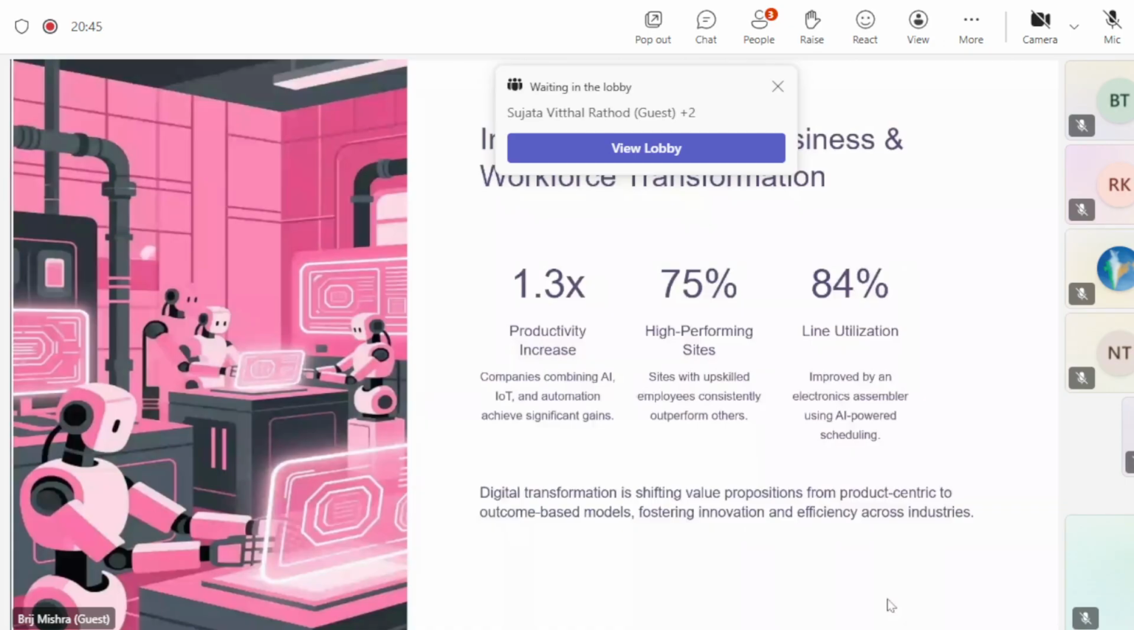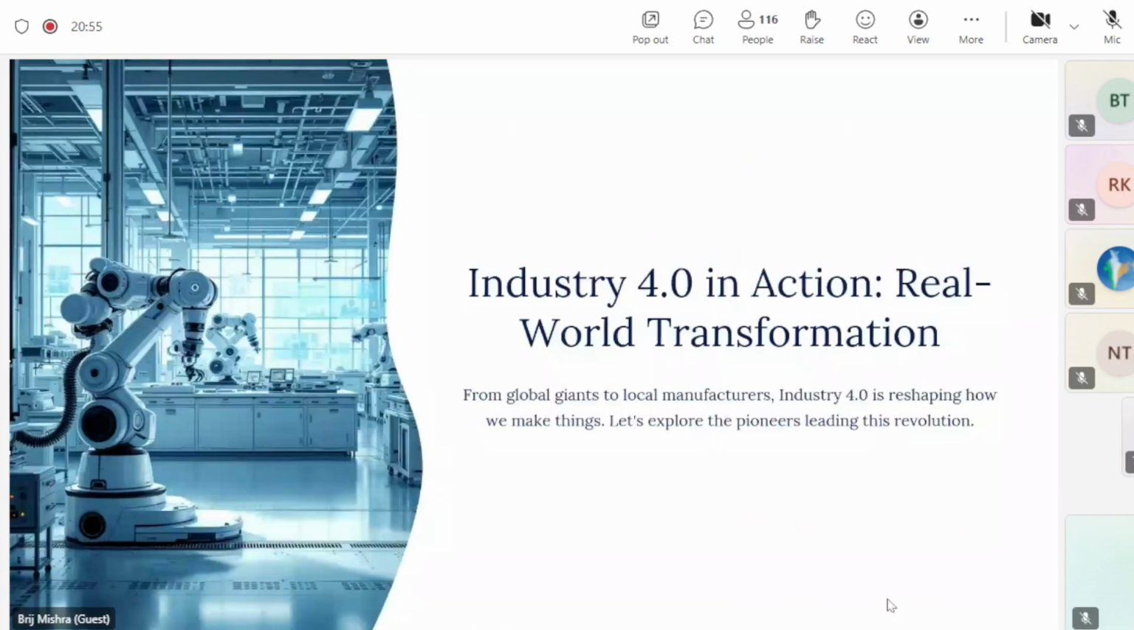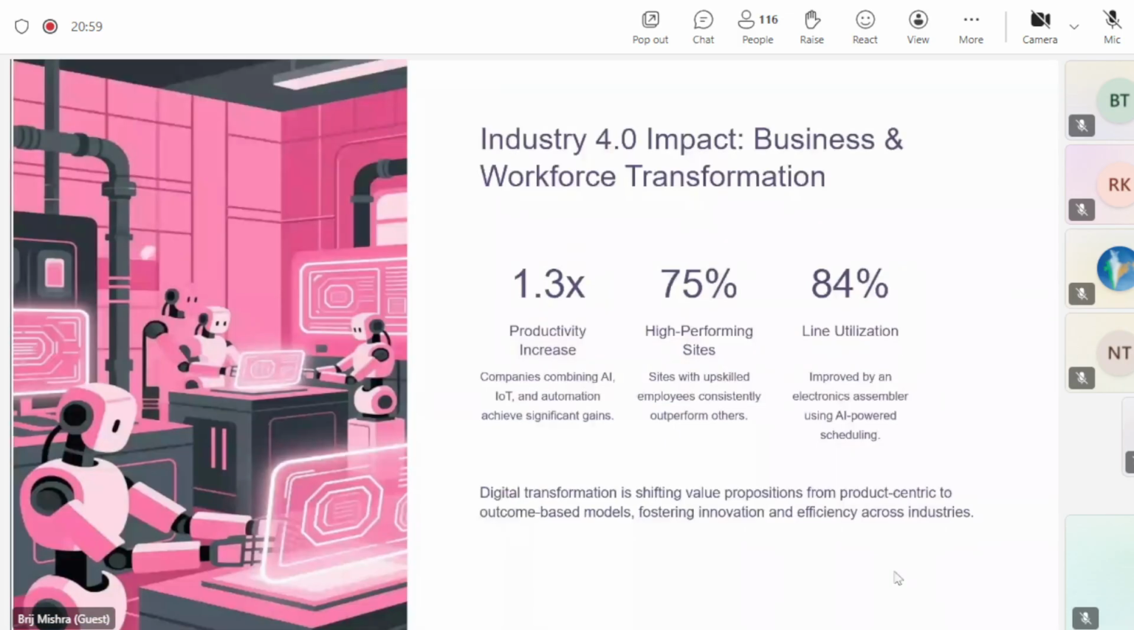So let me move directly to the academia's critical role in Industry 4.0. Before that, I would like to quickly cover a few data points which we were discussing, how this Industry 4.0 is impacting the overall workforce and productivity. Productivity is generally increased by 1.3% due to this Industry 4.0 technology intervention.